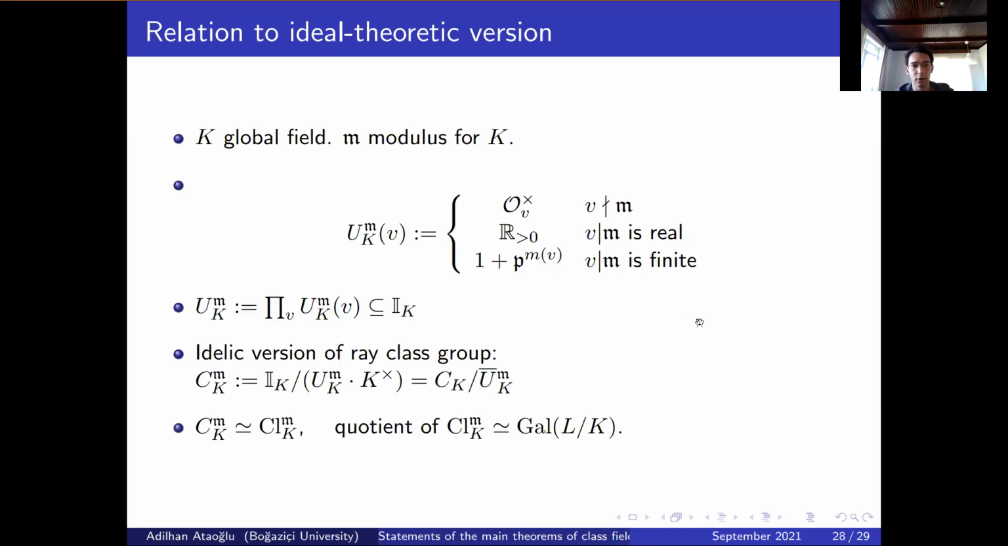And now we can connect the ideal-theoretic part with the idele-theoretic part with these definitions. This construction will give us an analog of the ray class group for the idele part. This is the analog of the ray class group for the ideles. With this definition, we have these isomorphisms. On the left-hand side, we have the idele ray class group, and on the right-hand side, we have the ideal-theoretic ray class group. And the main theorems of class field theory say that the quotients of the ray class groups are equal to the Galois groups of the field extensions. Now, with these isomorphisms, we can connect the ideal-theoretic part with the idele-theoretic part.